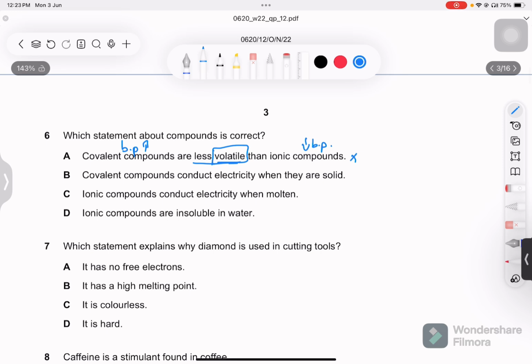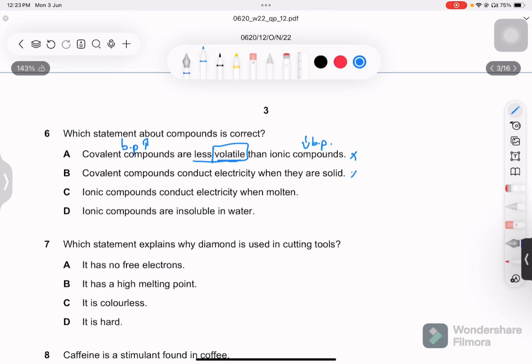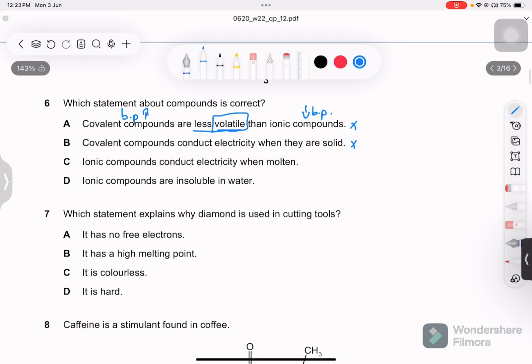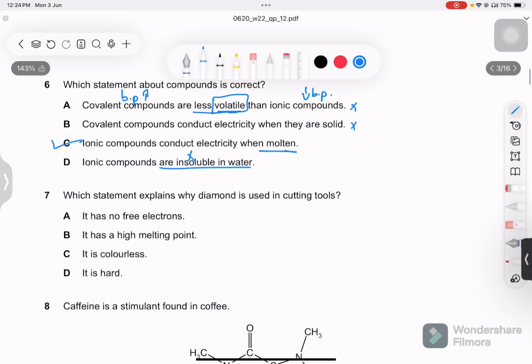Covalent compounds conduct electricity when they're solid. No, covalent compounds never conduct electricity. Ionic compounds conduct electricity when molten. True. Ionic compounds are insoluble in water. No, they're insoluble in ethanol but soluble in water.